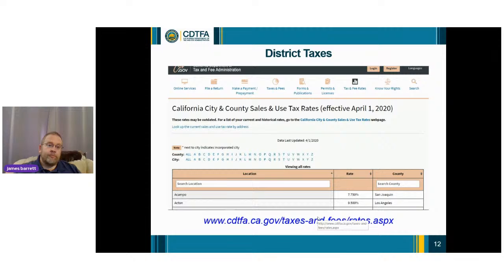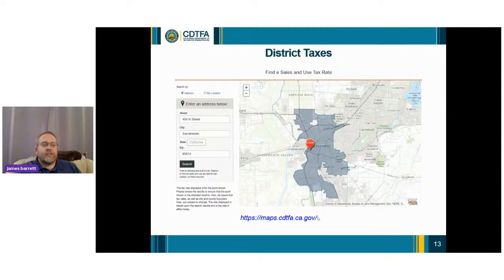What's much more useful is if you follow from the top, it says California city and county sales and use tax rates. These rates may be outdated, and so on. Look up the current sales and use tax rate by address. Okay, that's a useful link. If you click on that link, that brings you to this little GIS function here. So I went ahead and put in our downtown location for the CDTFA, 450 N Street.